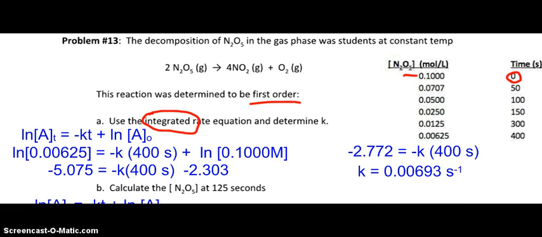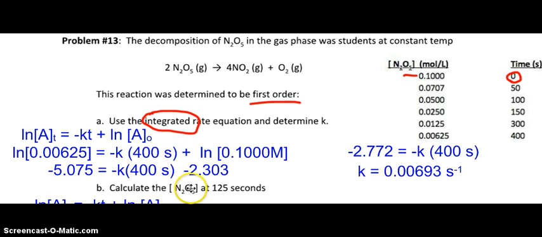There it is. Notice your two negatives cancel out. Notice that the 400 seconds, when I divided it, seconds is now the denominator. So that's my k value. And does this make sense? The answer should be yes. Why? Because look at the units. Remember, that was our consistent unit for any first order constant.